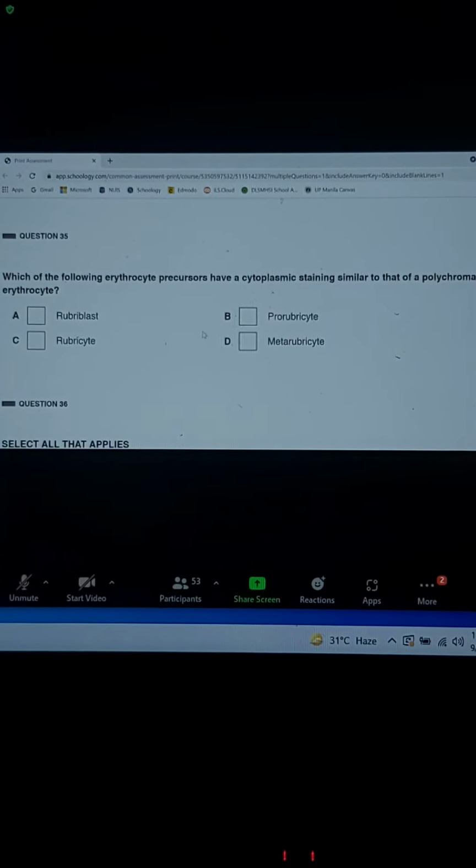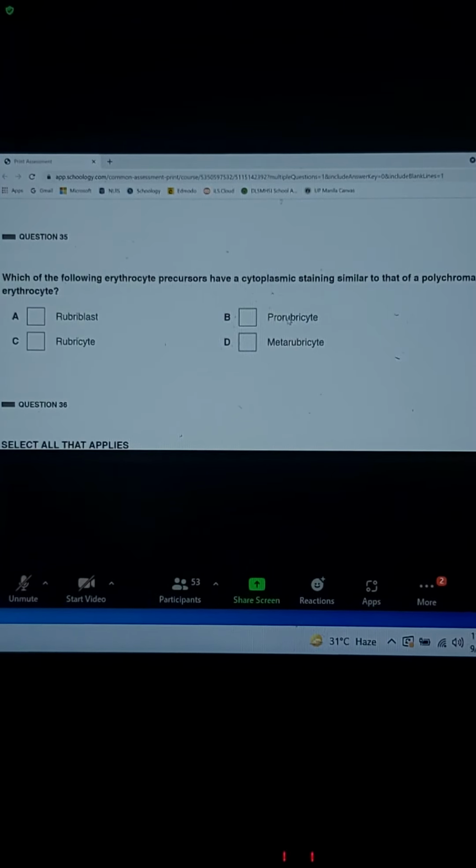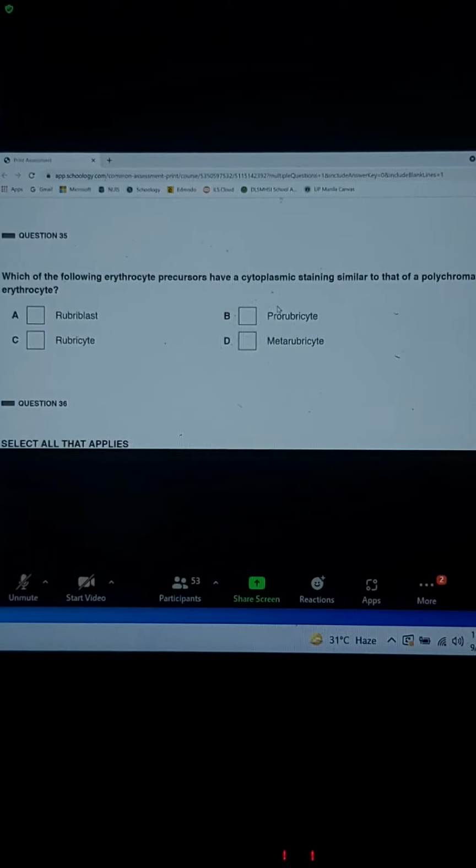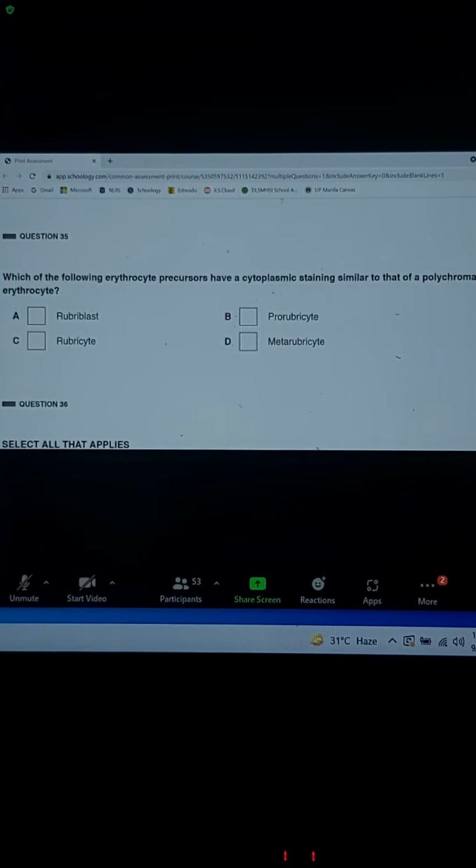35. Which of the following erythrocyte precursors have a cytoplasmic staining similar to that of a polychromatophilic erythrocyte? Letter D. Okay, so letter D, kasi siya nga yung ating orthochromatic normoblast. So ortho meaning the same.